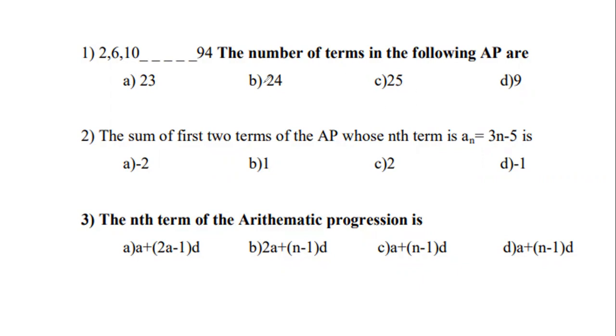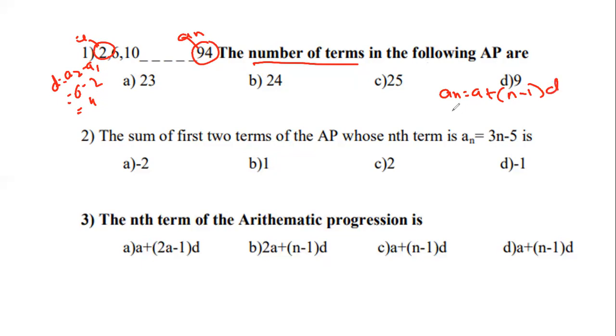Let's start the session. First question: 2, 6, 10, dash dash dash, 94. You need to find the number of terms. The last term is an, and the first term is a. Find d, which is a2 minus a1. 6 minus 2 is 4. Now an is equal to a plus n minus 1 into d, the formula we know.